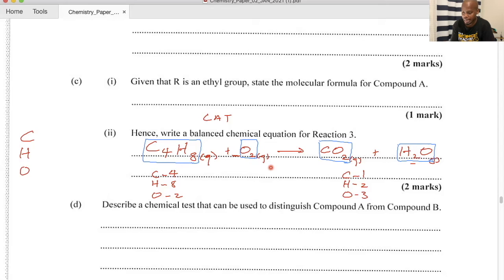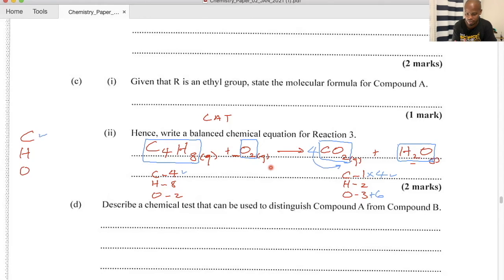So we're going to now alter the carbons: 4 carbons on the left, and we have 1 on the right. So we can put a 4 here, and we will end up with 4. But putting a 4 here will now alter the number of oxygen that we have on the right side. We will now have 4 times 2, 8, plus 1, 9. So that's 3 plus 6. So we have 9 oxygen. So the carbons are good, 4 on the left, 4 on the right.